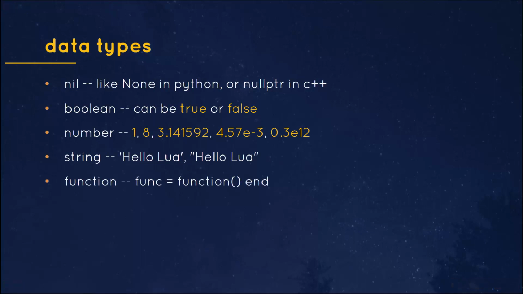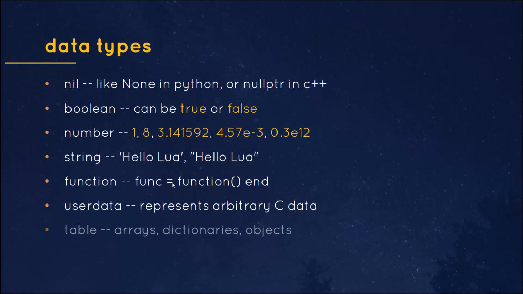And we have a function type, so you can assign functions to variables. And in Lua, functions are so-called first-class functions. And we have user data, which can represent arbitrary C data. And lastly, we have tables, and with tables you can create arrays, dictionaries or key value pairs, and also you can imitate some object-oriented programming.